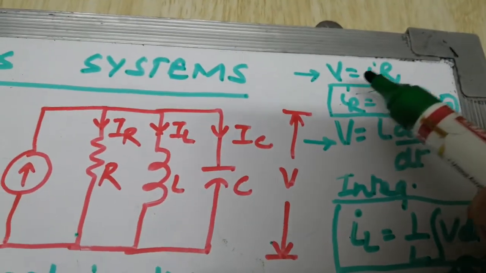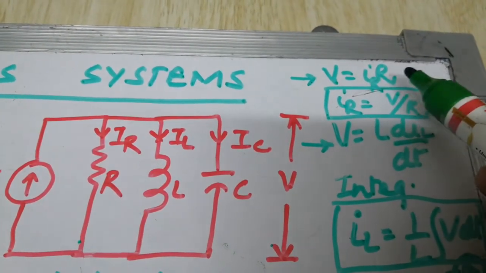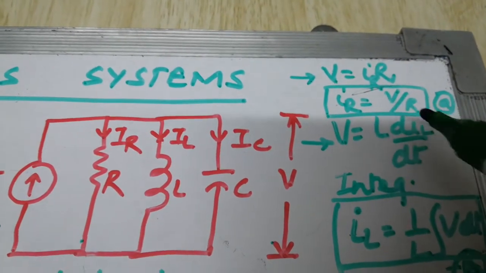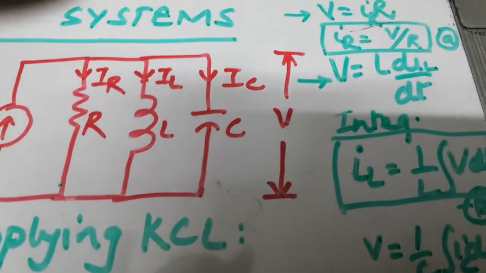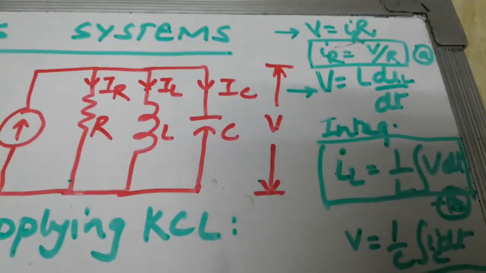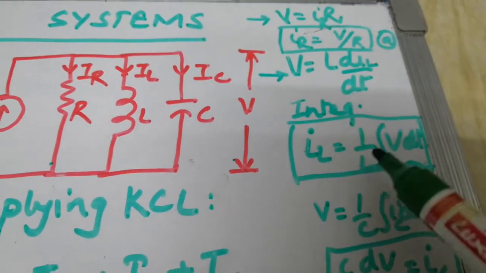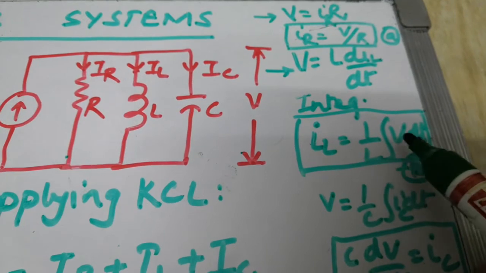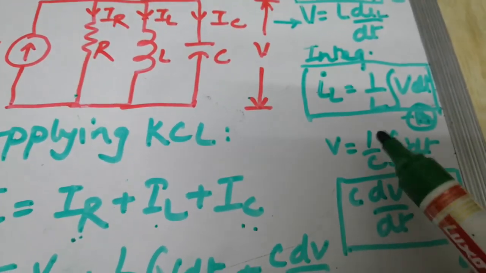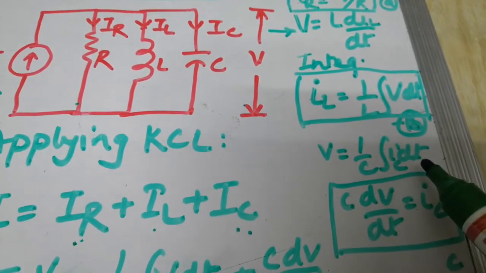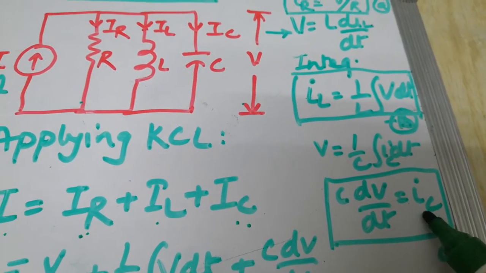We have all read in Ohm's law that V equals IR. So keeping IR here, in terms of V and R, we get V upon R as the current in the resistance. Similarly, for the inductor, we have studied that V equals L di by dt. So integrating both sides, we get 1 upon L integral of V dt. So in terms of V and L, we get this formula. Then for the capacitor, we know that V equals 1 upon C integral of I dt, so differentiating both sides, we get C dV by dt equals IC.